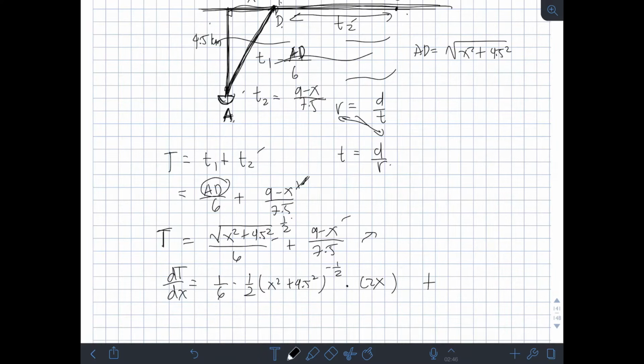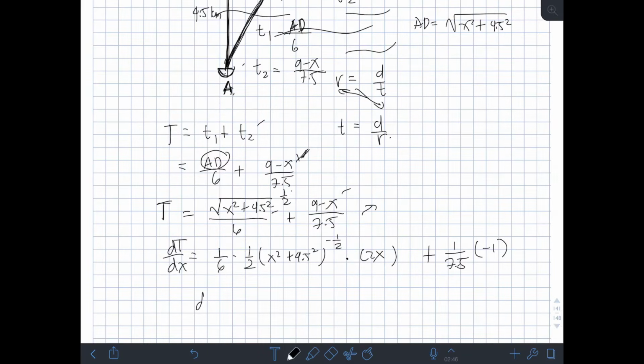Plus, dito naman, derivative ng (9 minus x) over 7.5 is parang yung 7.5 is constant. 1 over 7.5 times derivative ng 9 minus x. So, 9 derivative is 0, then negative x is negative 1. So, yung derivative natin will be equal to, parang cancel dito si 2. So, x over 6, tapos ito bababa, square root of x square plus 4.5 square. Okay? Minus 1 over 7.5.